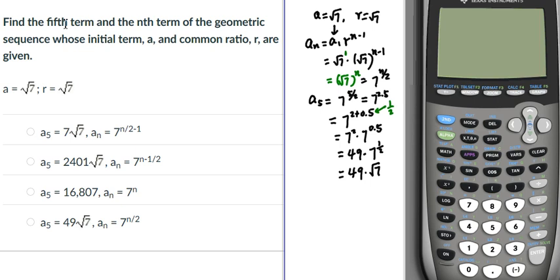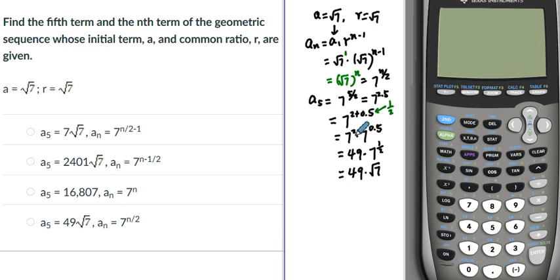Now we need the fifth term. The fifth term is when n equals 5, and then you substitute 5 for n. You have 5 over 2, which is actually 2.5. And 2.5 is 2 plus 0.5. We know 0.5 is 1/2. So it's basically 7 to the 2 plus 1/2.